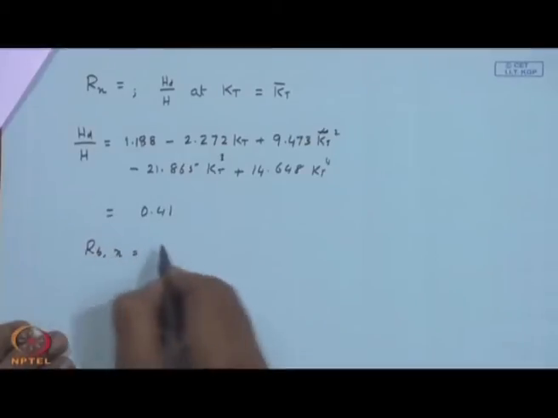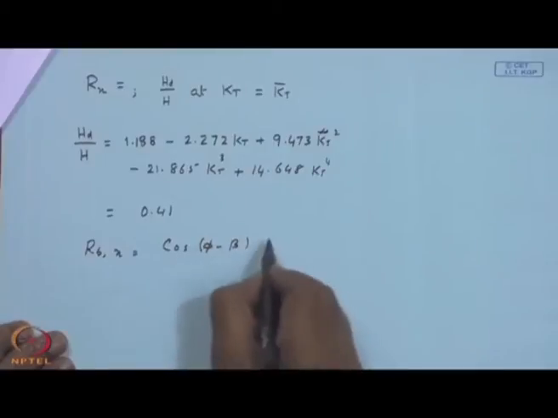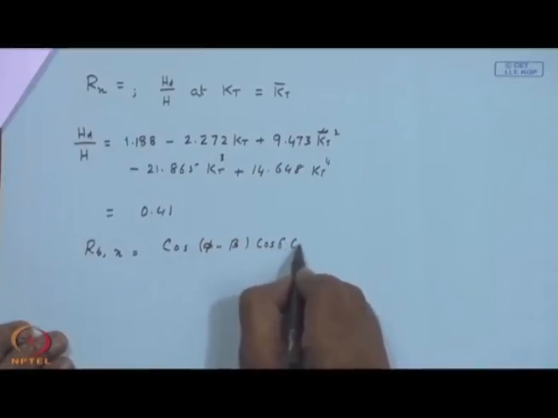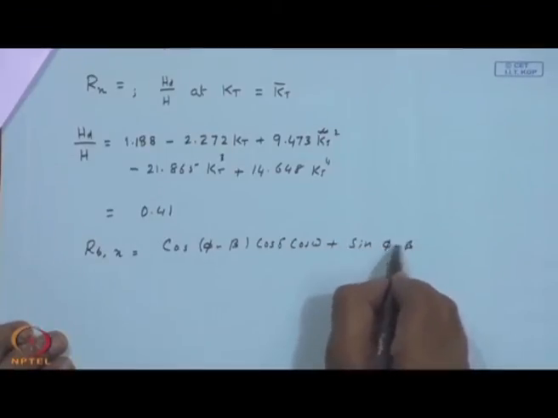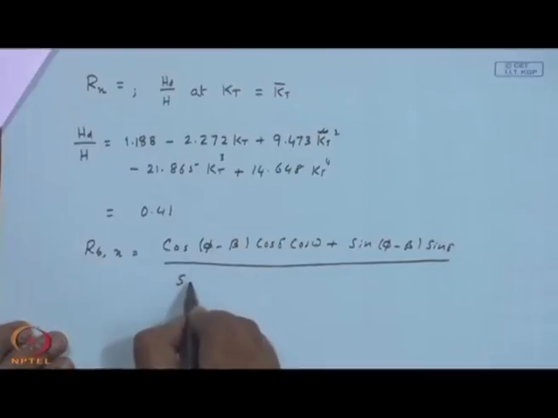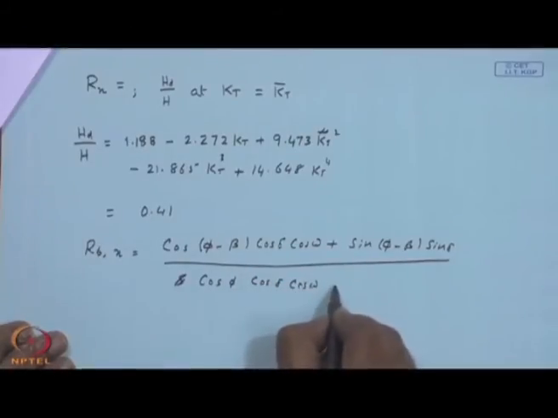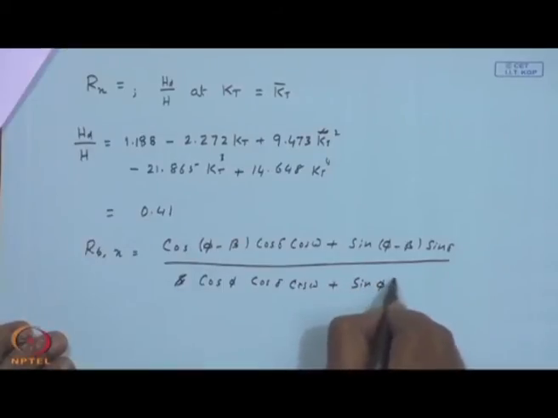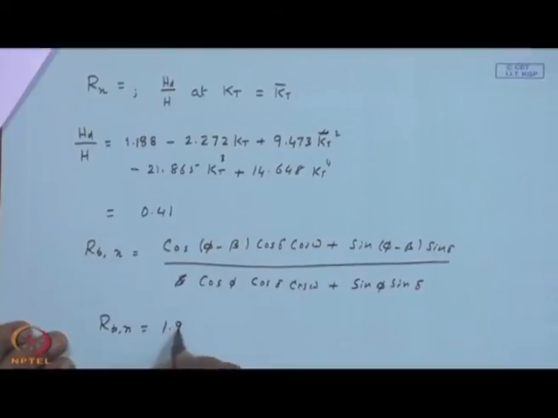R b at the noon time is cos phi minus beta cos delta cos omega plus sin phi minus beta sin delta, by cos phi cos delta cos omega plus sin phi sin delta. So, R b noon will be 1.97.